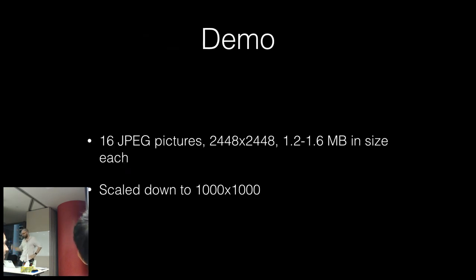All right. I took a very short demo video. In that case, I took 16 JPEG images, around 1.5 megabytes in size each, and I scaled them down to 1,000 by 1,000 pixels. At the moment where the video starts, the scaled versions do not exist in S3. The originals are uploaded to S3.